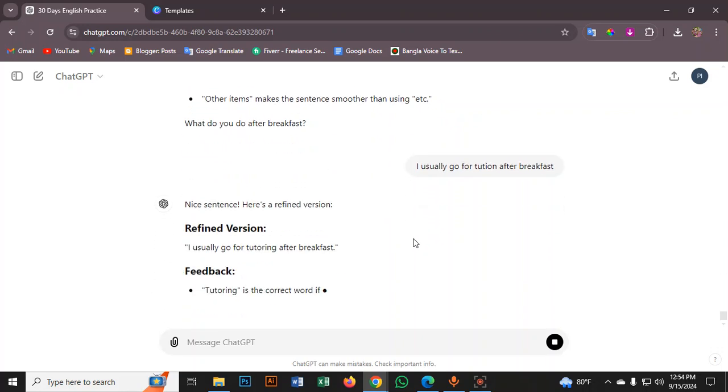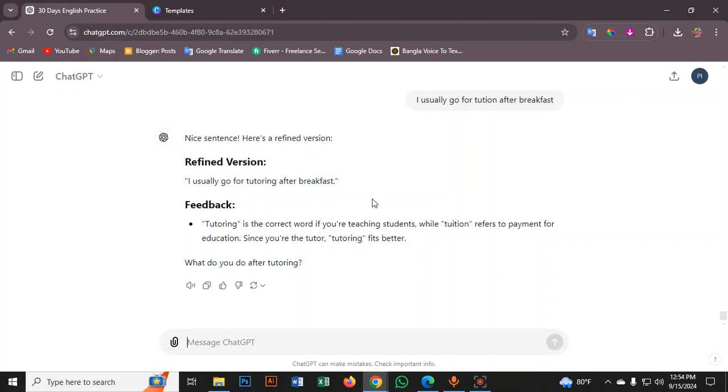Okay, nice sentence. Here's the refined version. I usually go for tutoring after breakfast. Feedback: tutoring is the correct word if you are teaching students, while tuition refers to payment for education. Since you are the tutor, tutoring fits better. Okay. What do you do after tutoring?